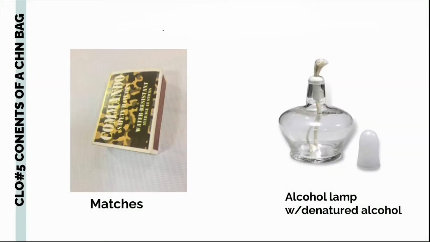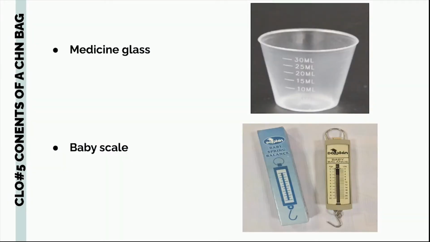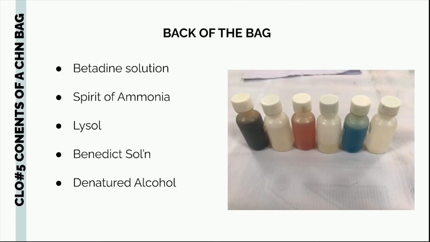In performing the Benedict's test for urine testing, you need matches and an alcohol lamp with denatured alcohol in it. Medicine glass is used to measure for the Benedict's test. The baby scale is used to weigh the baby, however you are not allowed to weigh the baby without the supervision of a healthcare professional or ACI. Next is betadine solution, spirit of ammonia. This is used to prevent or treat fainting, Lysol, Benedict solution for the Benedict's test, and denatured alcohol.